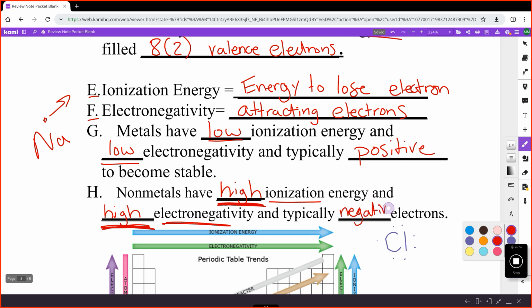And so they typically become negative, because they are busy gaining electrons.